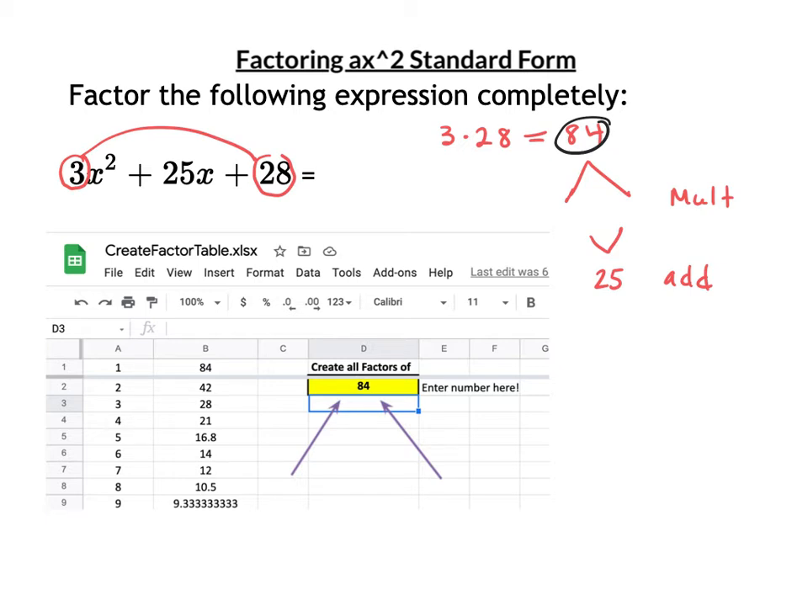I'm looking for factors of 84, so they have to multiply to 84, but they have to add to 25. And you'll notice looking down the list, 1 and 84 add to 85, 2 and 42 add to 44, 3 and 28 add to 31, 4 and 21, hey, there they are. 4 and 21 are those numbers. Notice how 4 times 21 is 84, 4 plus 21 is 25.